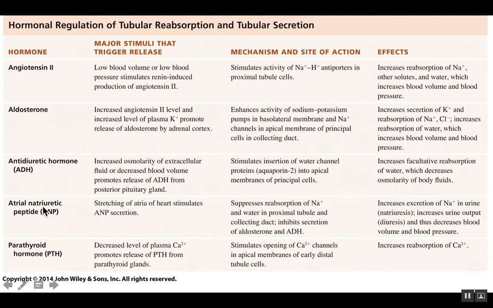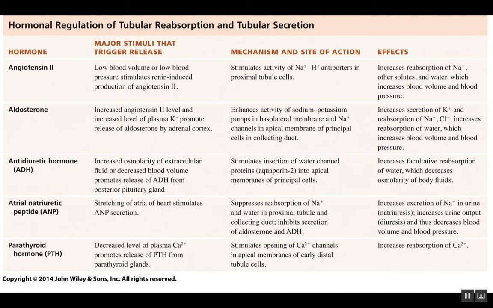Atrial natriuretic peptide, that's the one that's kind of different than the other three in that it is produced when there's a high volume. A high blood volume stretches the atria. The atria of the heart produces ANP to help excrete sodium. And if you excrete sodium, you can get rid of more water.